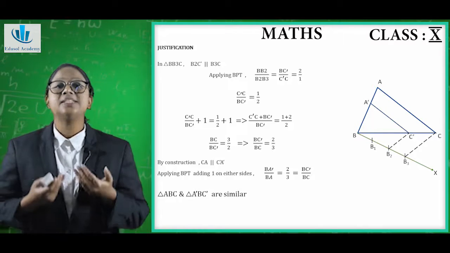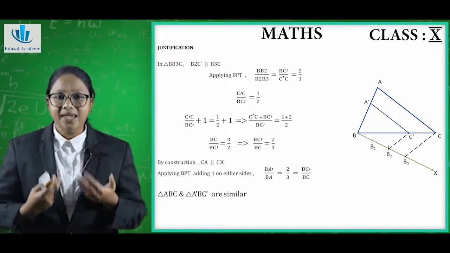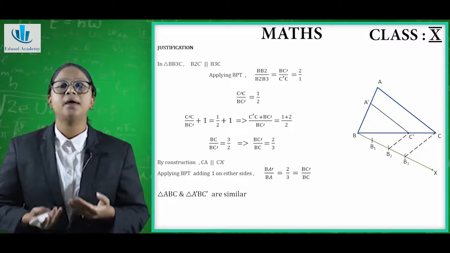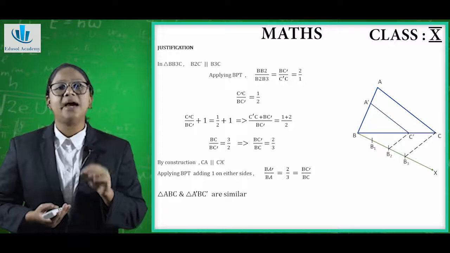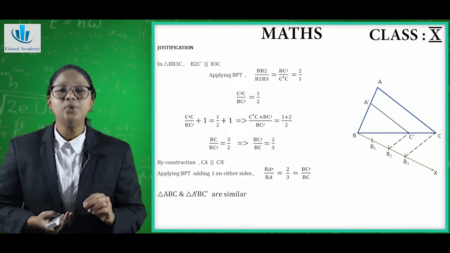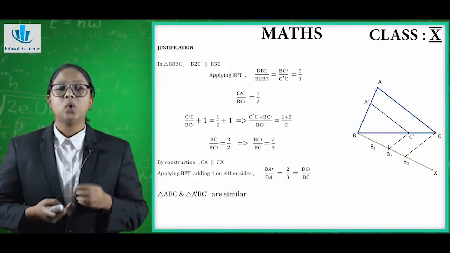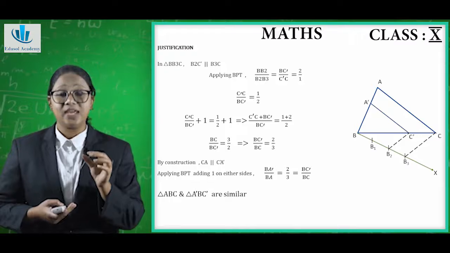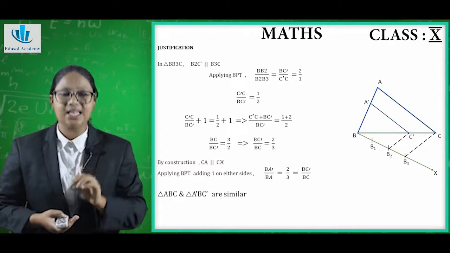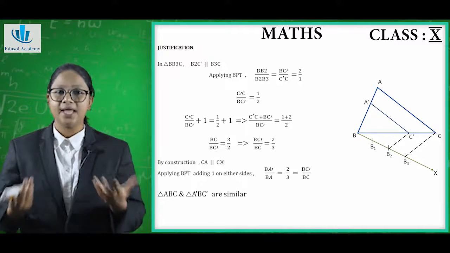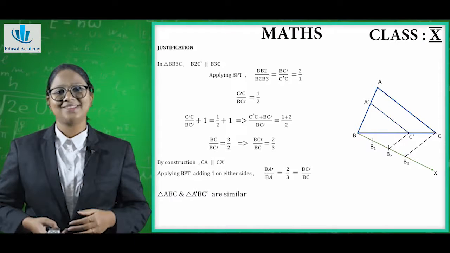C dash A dash is parallel to CA by our construction, which means that BPT can again be applied to triangle ABC. So we can write BC dash by C dash C is equal to BA dash by A dash A. That will be 2 by 3. Hence we can prove that triangles A dash B C dash and ABC are similar. So hence proved they are similar. That's what we needed to construct, similar triangles.